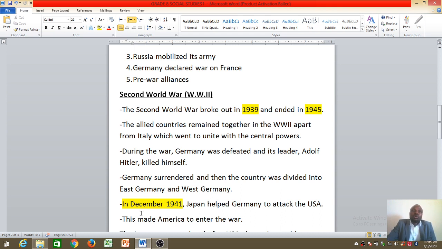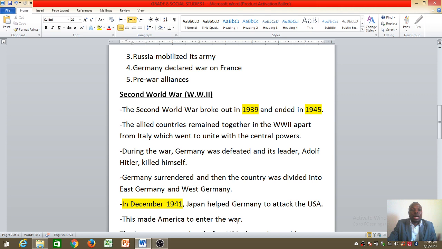And within that time, in December 1941, the Second World War was still going on. Japan helped Germany to attack the USA. In fact, Japan went and bombed a port, the port that has the ships and the boats and the warships. So Japan bombed the port, the harbor in the USA, and then the USA decided now to attack Japan. This made America enter the Second World War.